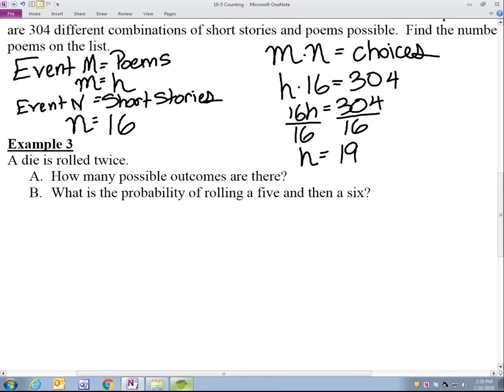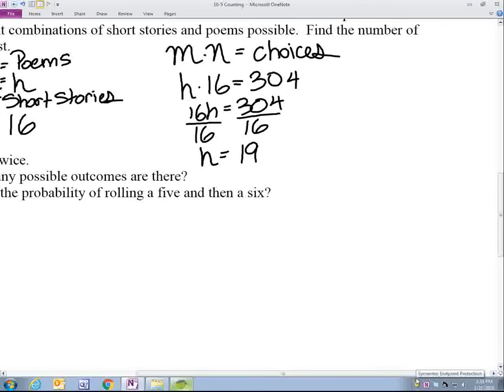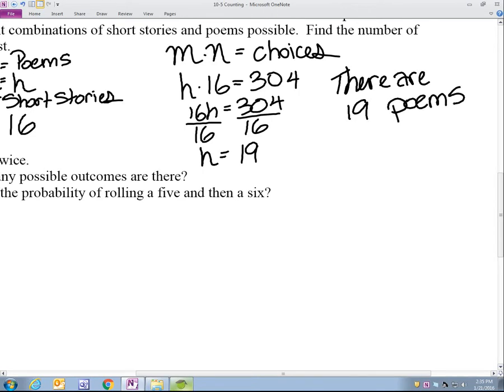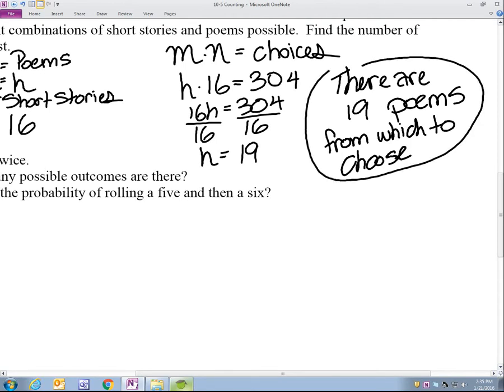H equals 19. Am I done? No. There are words in the question, so they need words in the answer. So I would write, there are 19 poems. Or to go all out, there are 19 poems from which to choose. That's like a poem.